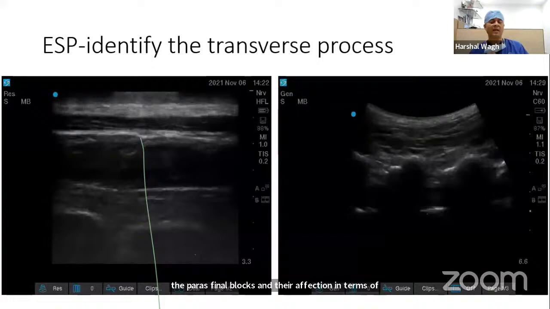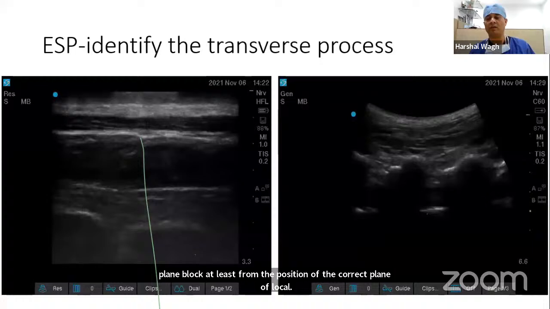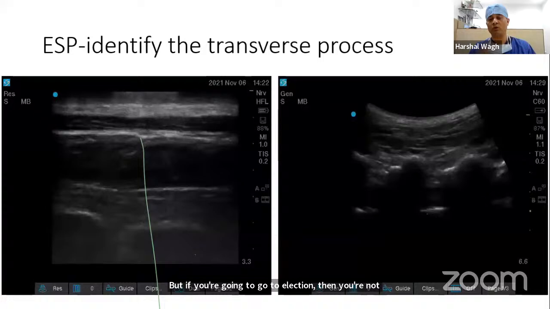Coming to ESP, you don't need me to tell you how to perform an ESP. ESP is one of the simplest of blocks. But the key to doing an ESP block is identifying the transverse process. If you're more medial to it, that's fine, because then it becomes a lateral-laminar plane block, at least in terms of depositing local anesthetic in the correct plane. But if you go too lateral, then you're not going to be on the transverse process, especially in the lumbar region, and you're going to be on the ribs at the thoracic levels.